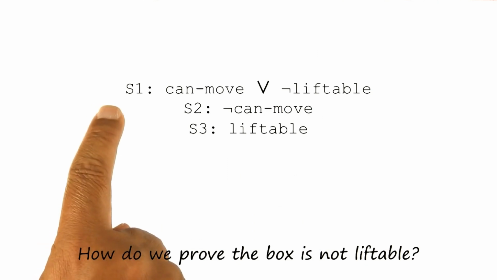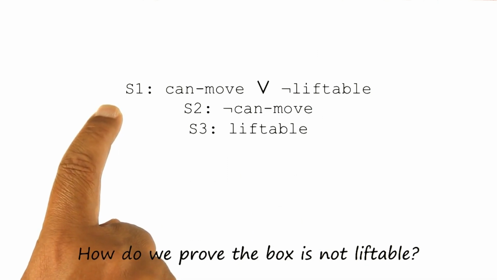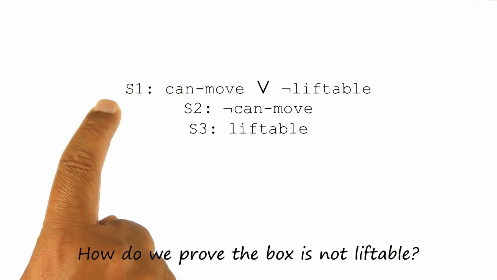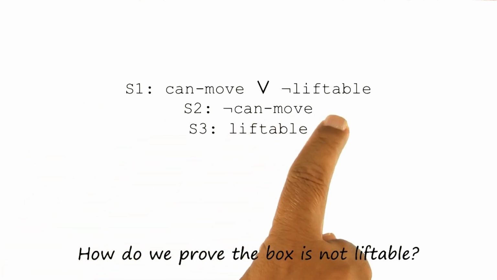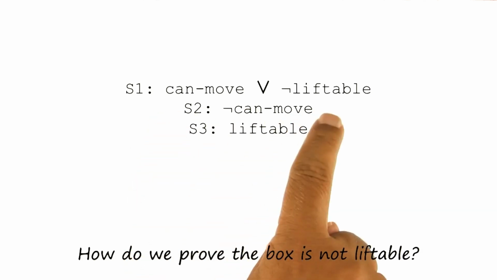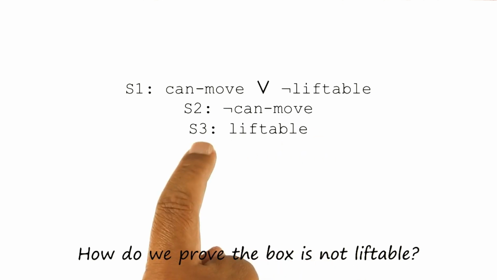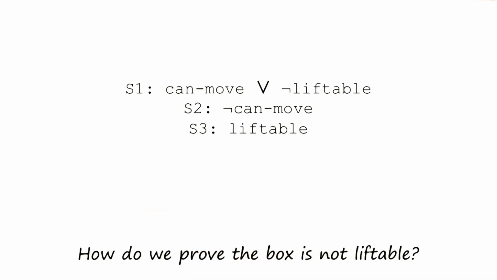The first sentence came from the bootstrapping of the robot's knowledge base. This is the axiom that the robot assumes to be true. The second sentence came from its percepts. The robot tried to move the box. It could not move it. The third sentence is coming from taking the negation of what the robot wants to prove. It wants to prove it's not liftable. So it's going to take the negation of it and then show that it's going to lead to a null condition that we'll view as a contradiction.